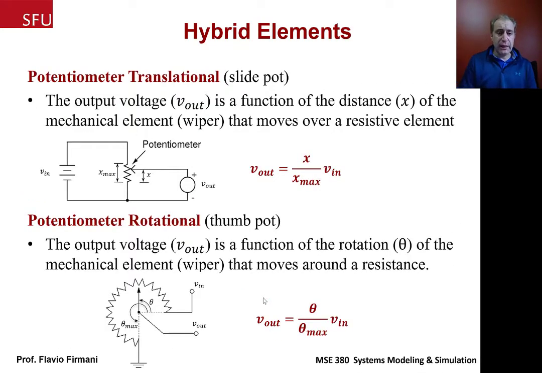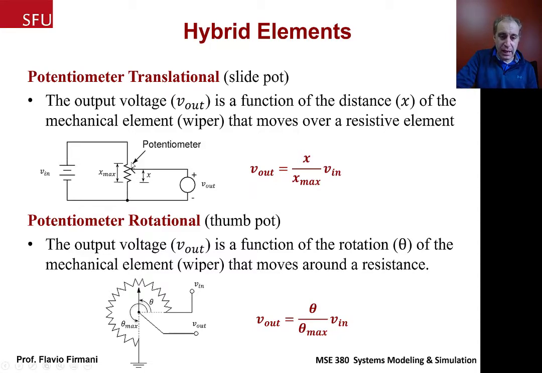Other examples include a potentiometer, and we can have either a translational or a rotational one. The translational is a slide pot, and the rotational is a thumb pot, where you have a knob. Here we basically have an input voltage, and a resistor. It's a variable resistor that we can change, so we have this slide pot, or the wiper of the pot, that we can change.